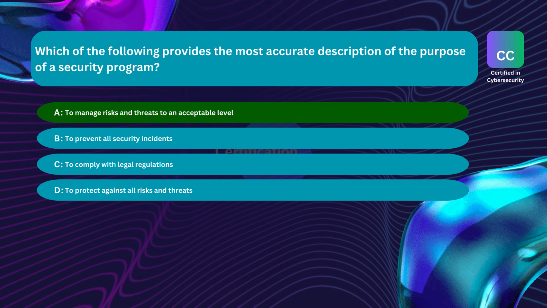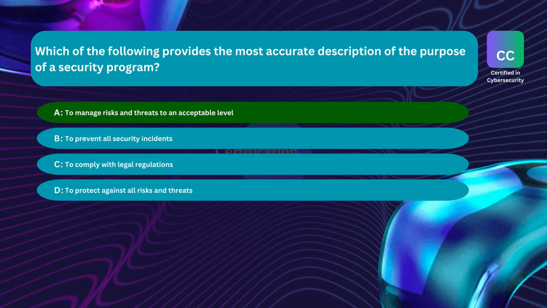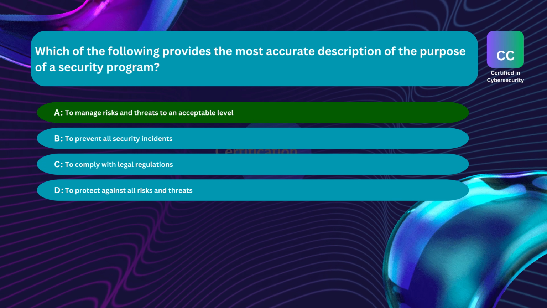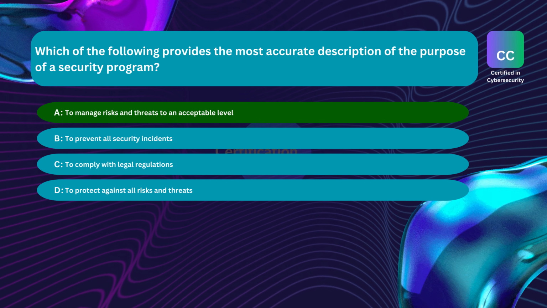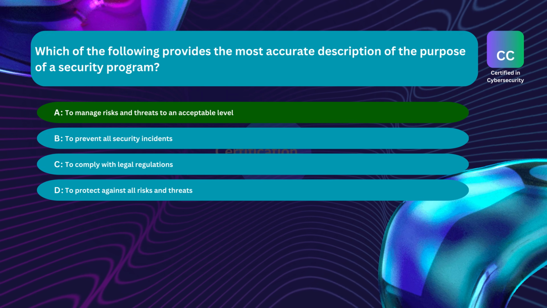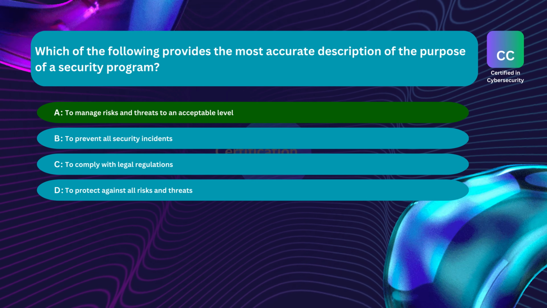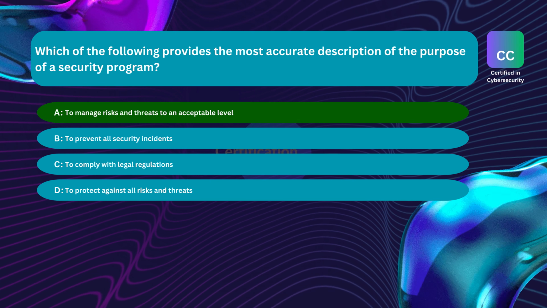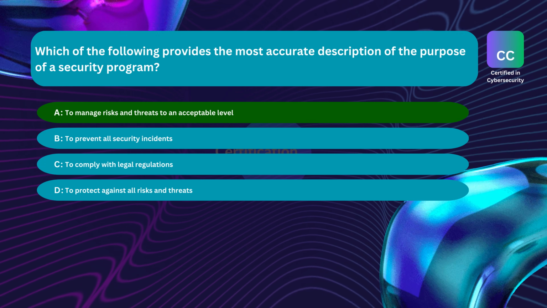The correct answer is Option A, to manage risks and threats to an acceptable level. The purpose of a security program is to manage risks and threats to an acceptable level. It is not possible to protect against all risks and threats, and preventing all security incidents is also not possible. Compliance with legal regulations is a component of a security program, but it is not the primary purpose.